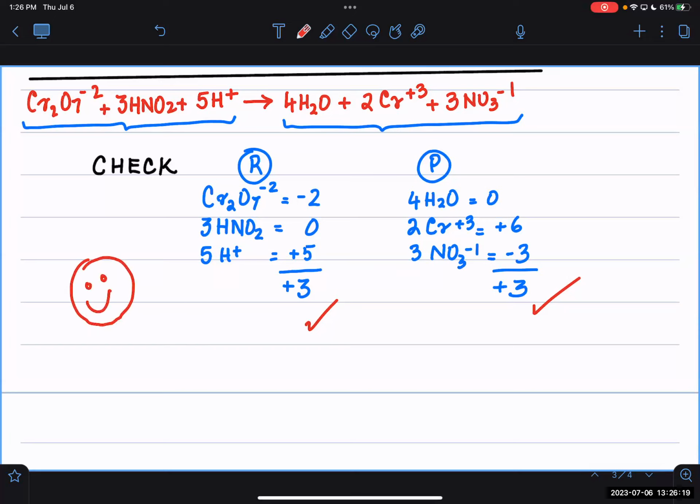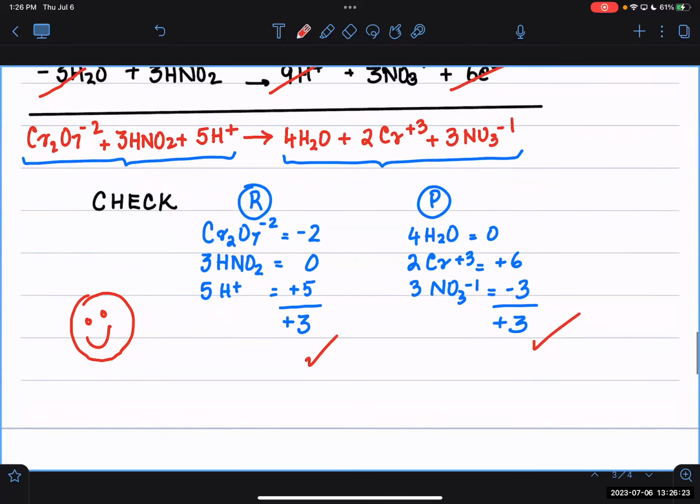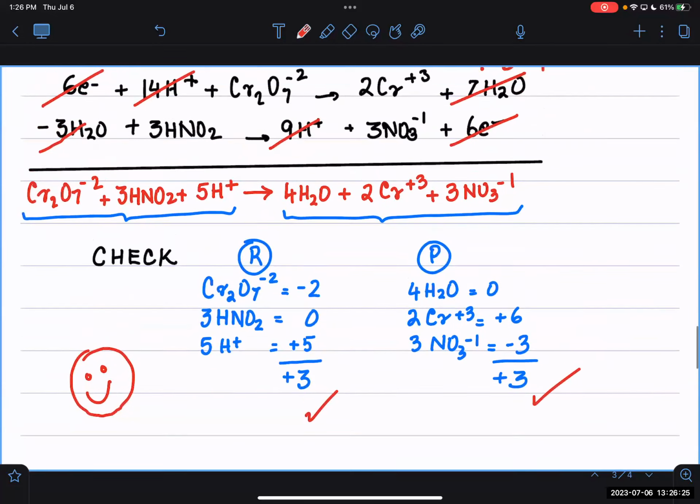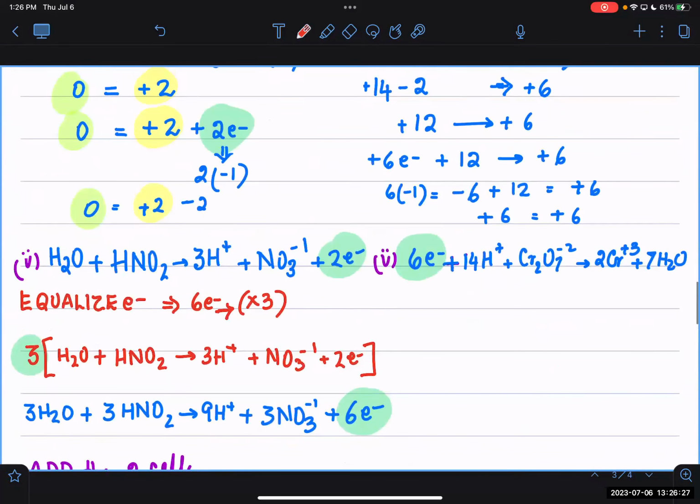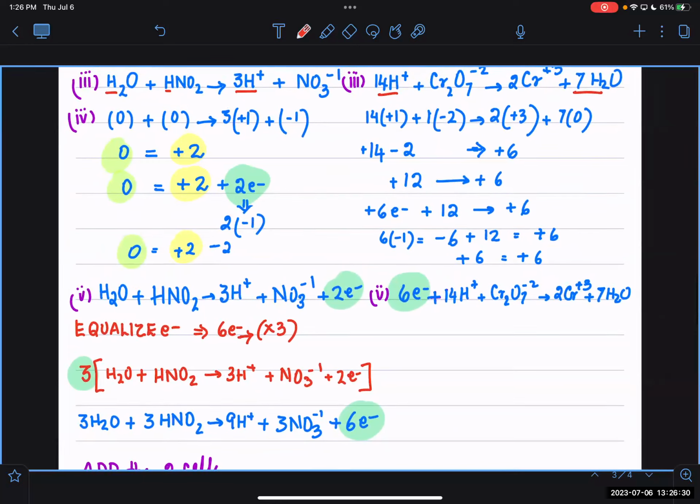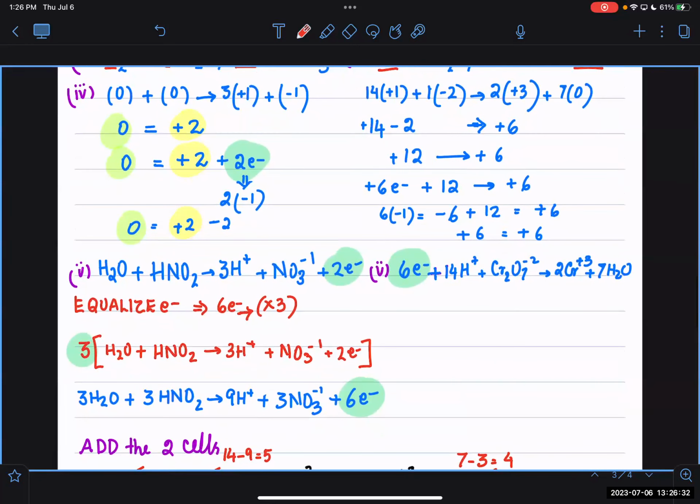Clear, guys? I know it is a lot, but it really flows, I'm telling you, if you just follow the steps. The tricky part is that sometimes students get confused with the electrons. All right. Okay.